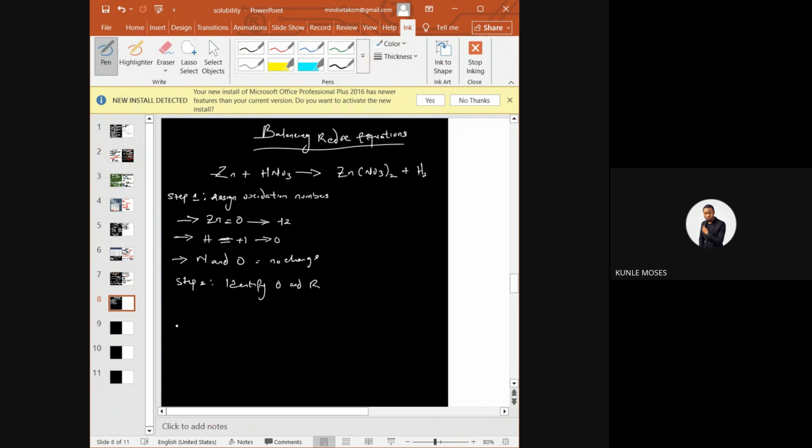Identify the oxidation and reduction. So which one is oxidation here? Anybody? Papa. Very fast.